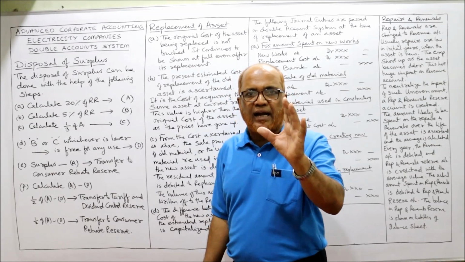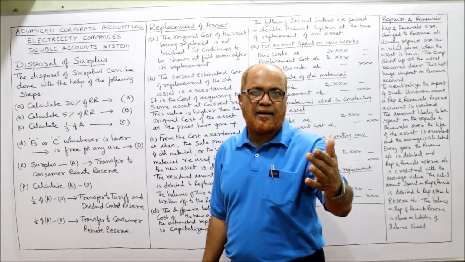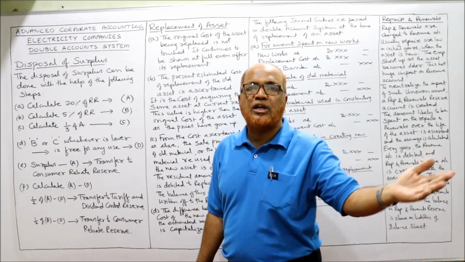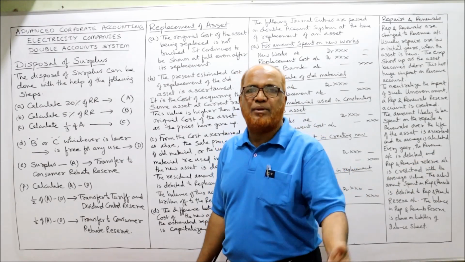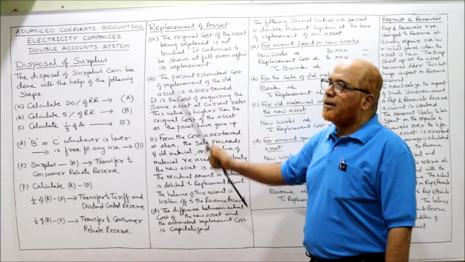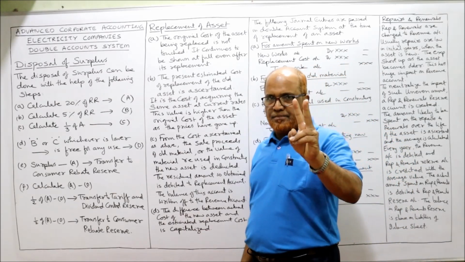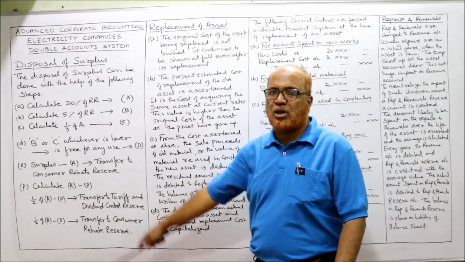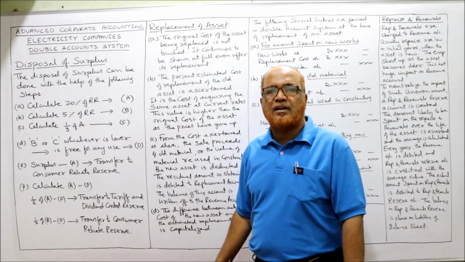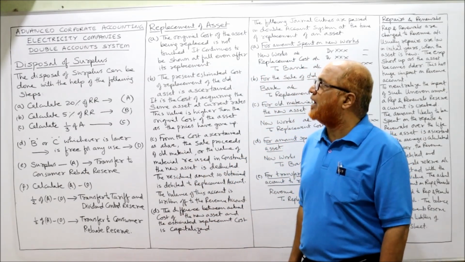Right now we'll get some idea. This explanation will be put into practical problems in the coming video. Now, replacement. Two parts we have completed: preparation of financial statements and disposal of surplus. The last and final part is replacement of asset.